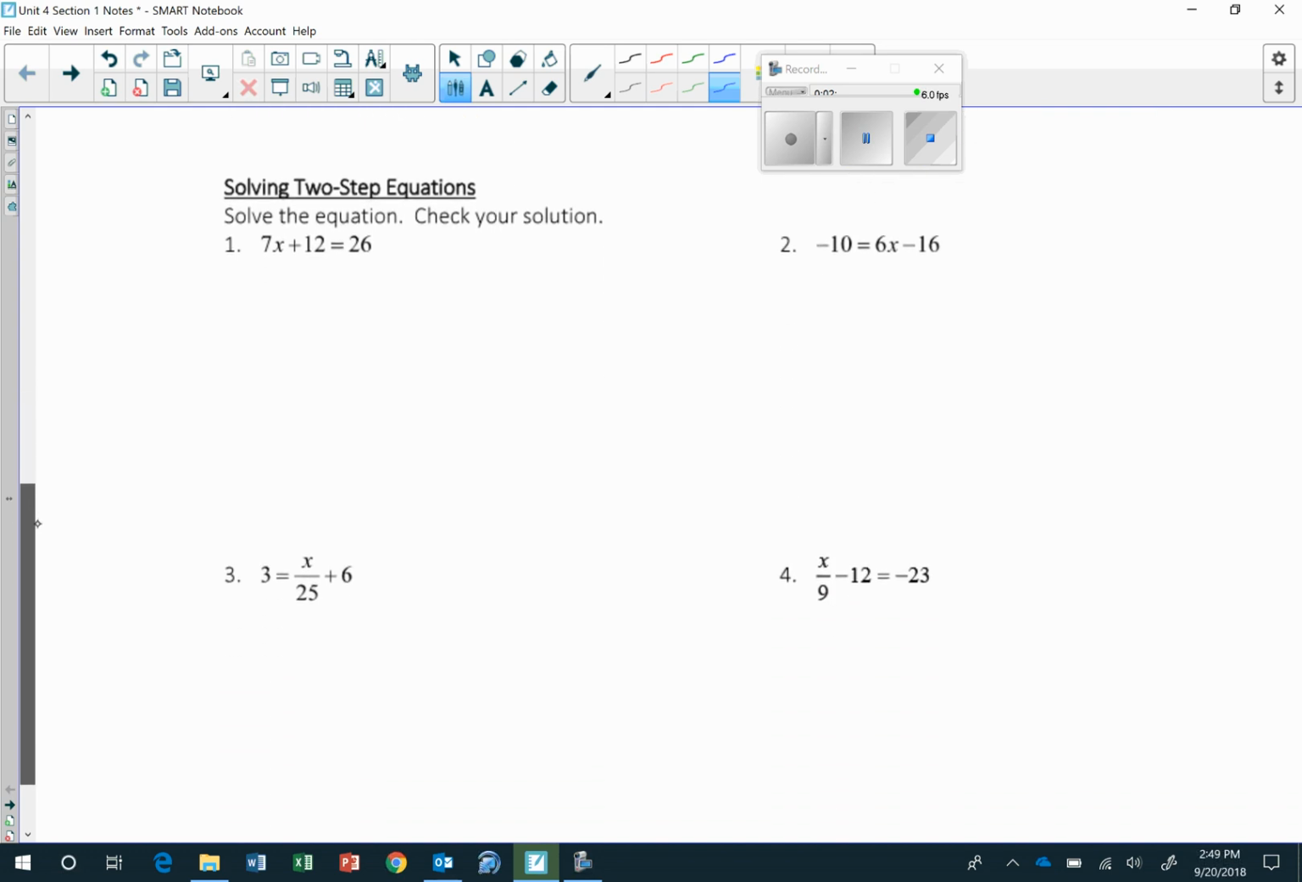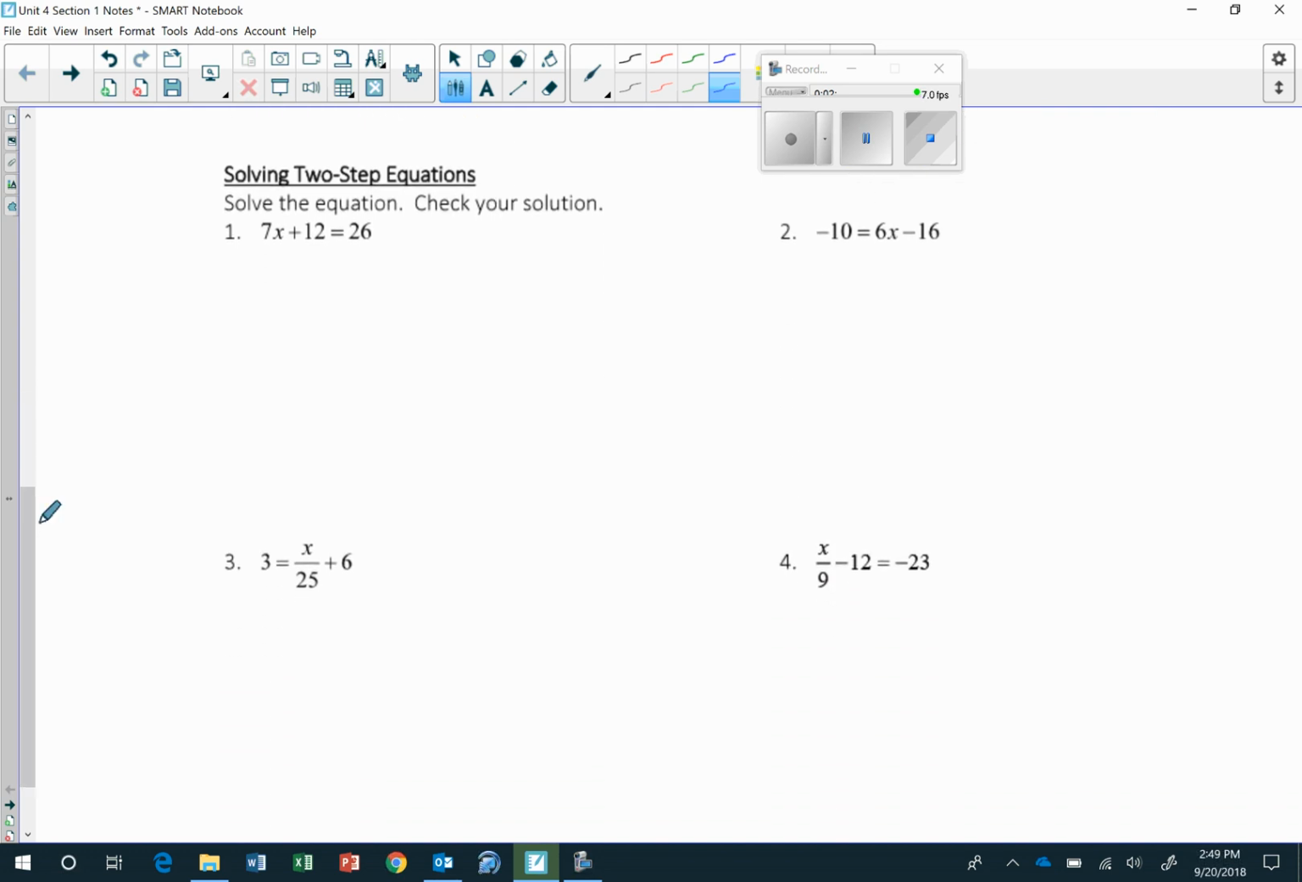So now if you look down at the bottom of the page, we're actually going to work on solving two-step equations. So when we solve two-step equations, we're always going to want to add or subtract first, and then we're going to multiply or divide, depending on what we have. So if you look at our first example, it says 7x plus 12 equals 26. Remember, with all of these, our goal is to get the variable by itself. So our variable is on the left side of the equation.